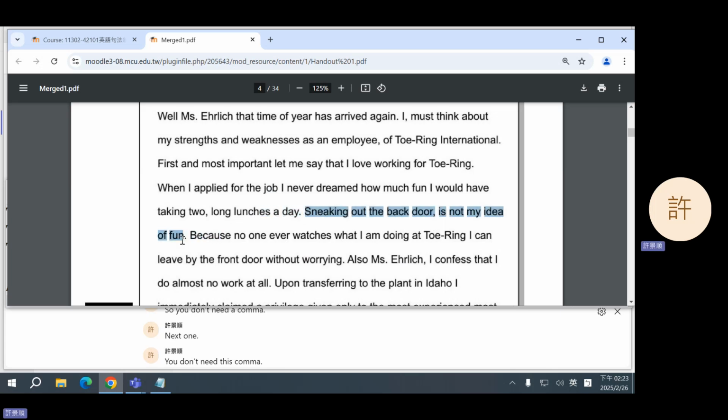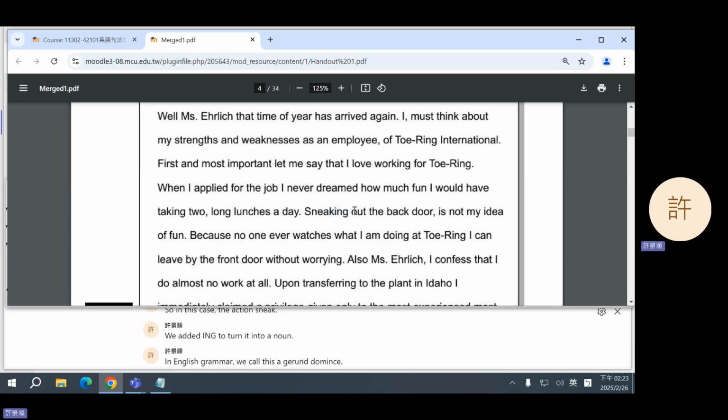Okay, like very quickly, sneaking out the back door is not my idea of fun. What is the subject of this sentence? Good. Sneaking out the back door. This action is the subject. So in this case, the action sneak, we added ing to turn it into a noun. In English grammar, we call this a gerund, 动名词.